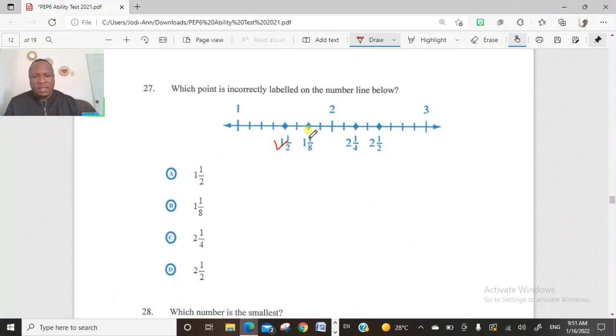All right. Let us look at this one. Now it says 1 and 1 over 8. Now, if 1 is here and each of these spaces is 1 out of 8, then 1 and 1 8th should actually be right here. So it says which point is incorrectly labeled on the number line. We can see that it's 1 and 1 over 8. Let us check to see if 2.5 is where it should be. 1, 2, 3, 4. 4 spaces, that's 2.5. And a quarter, 2.25 would be 2 spaces. That is correct. So the one that is out of place is 1 and 1 8th.